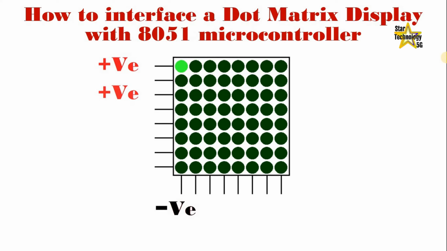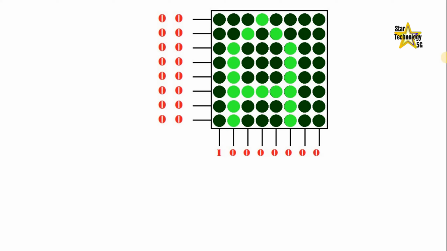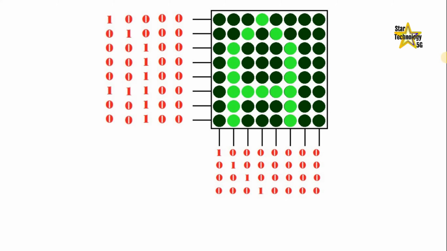If we give positive supply to the third row of the dot matrix while negative supply is connected with the first column, then the third LED is also turned on. If we want to display character A on a dot matrix, we have to turn on all rows and columns one by one. First, we have to send the first row data, and then send first column data. After that, send second row data and send second column data, and send all rows and column data one by one. When we repeat this process again and again, the dot matrix displays the A character on it.